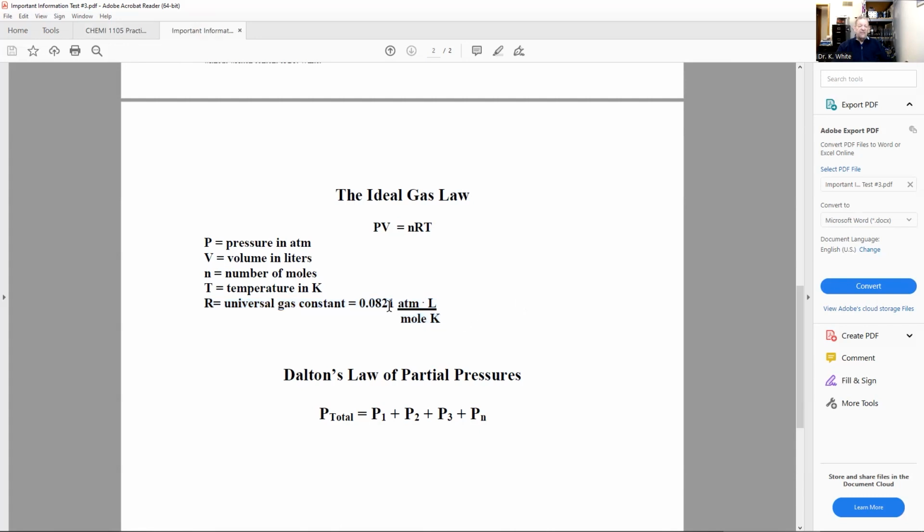Now, R can be many significant figures. The number I use has 3 significant figures. This is not a definition. It's a calculated number. So now we have to go back and look at our problem. The biggest mistake students make on using PV equals nRT is they don't convert pressure, volume, temperature into the proper units.